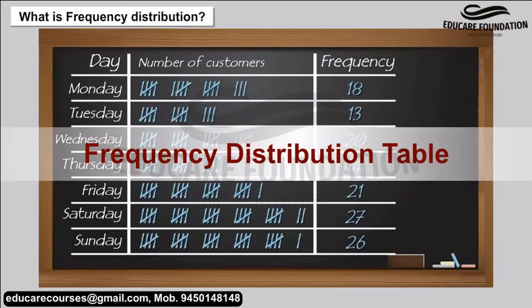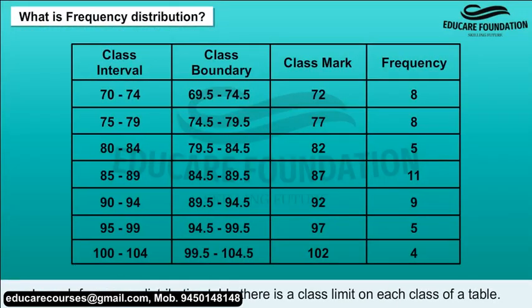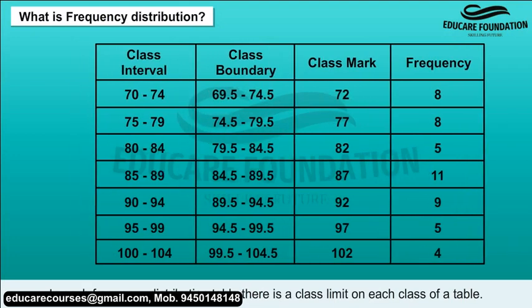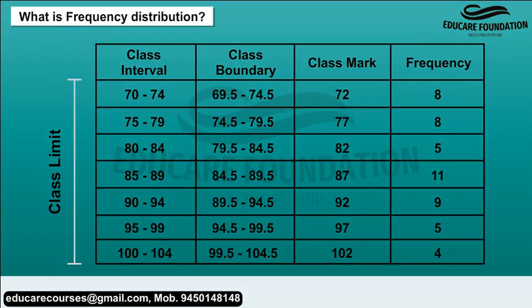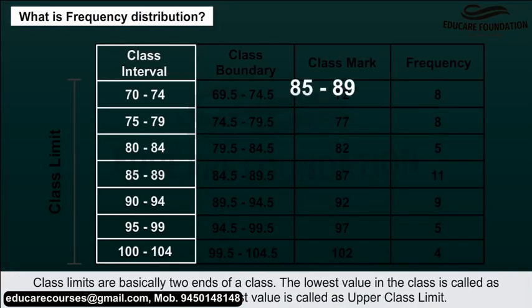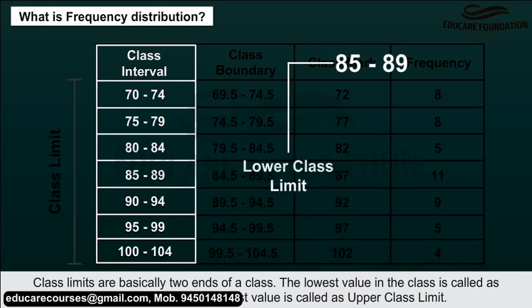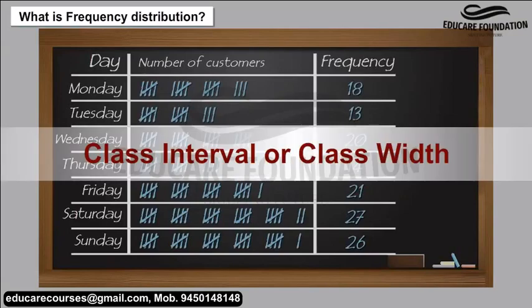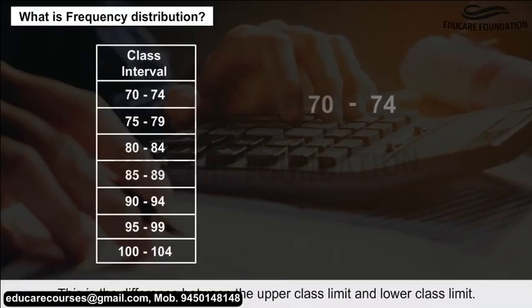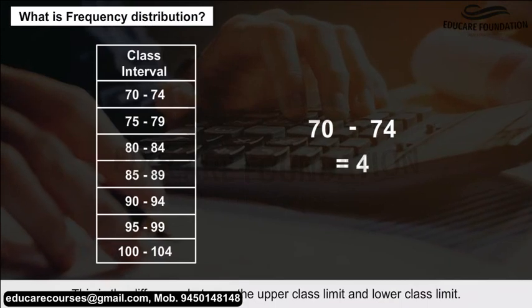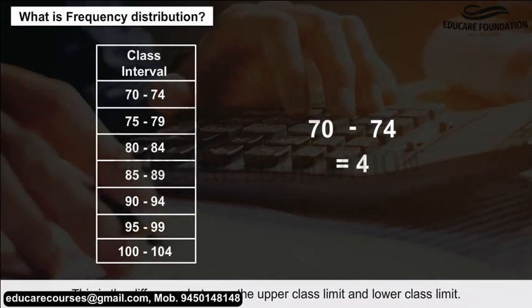Frequency distribution table. In each frequency distribution table, there is a class limit on each class of a table. Class limits are basically two ends of a class. The lowest value in the class is called the lower class limit and the highest value is called the upper class limit. Class interval or class width. This is the difference between the upper class limit and lower class limit.